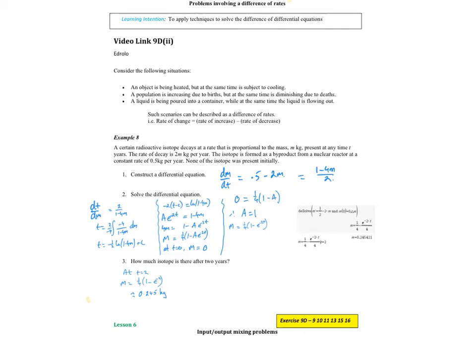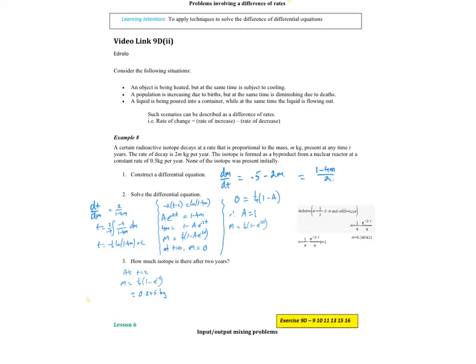So let's have a look at what we consider a difference of rates now, or problems involving difference of rates. Invariably, it's just something where the rate is increasing from one source, and then it might be decreasing from another source, right? There's a couple of different versions of these. So let's have a look. Initially, we have a look at our input source, identify it, and subtract our output source.